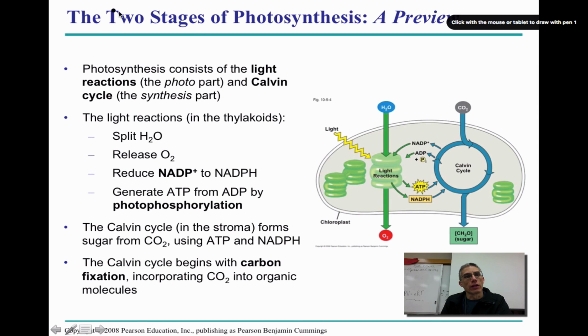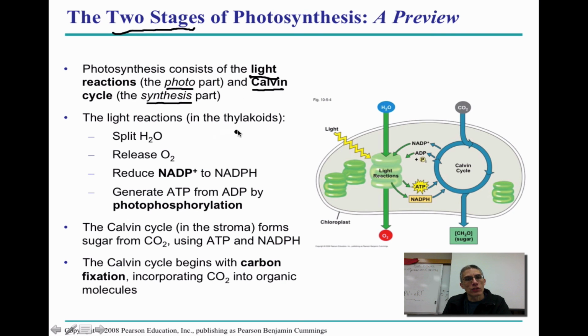As I said a little earlier, there are two stages in photosynthesis, and I'm going to give you a quick preview of those two stages. We have the light reactions, and the second stage, which is called the Calvin cycle. The light reactions are considered the photo part, in other words, utilizing the light in the process of photosynthesis. The Calvin cycle, on the other hand, doesn't really need the participation of light, so it's considered the synthesis part, and to synthesize means to make something. So we're going to be making that really important glucose component during the Calvin cycle.